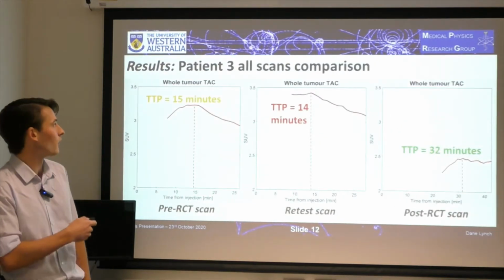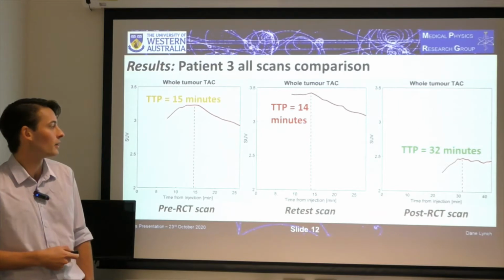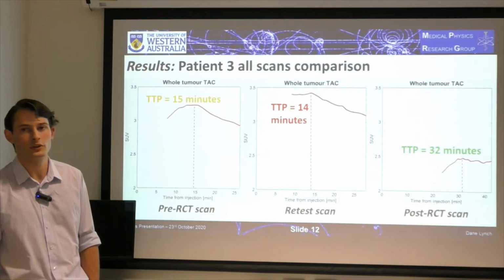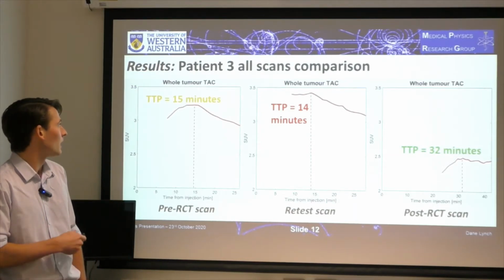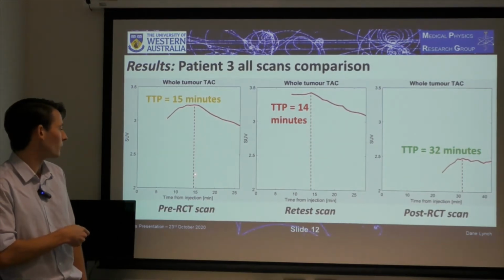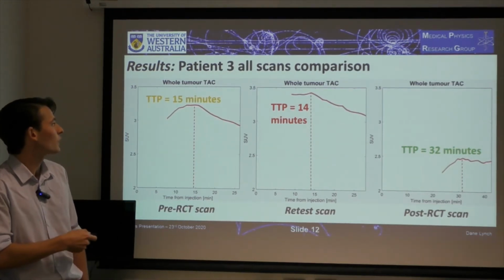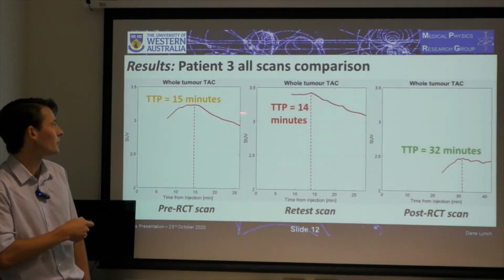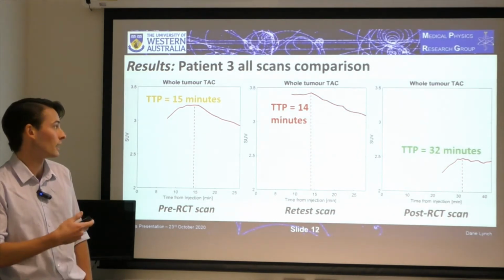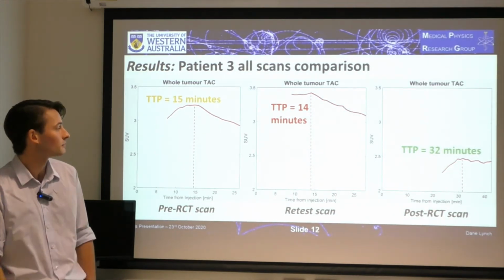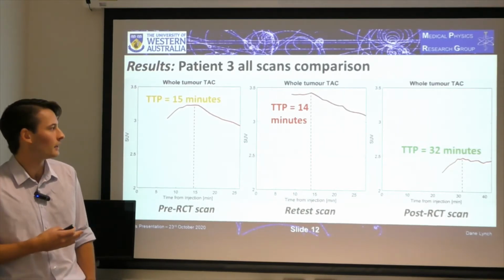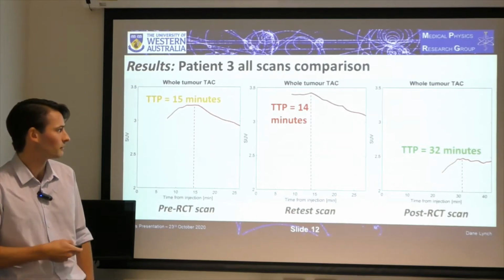This is a comparison of all 3 whole tumour time activity curves for patient 3 in their pre-radiochemotherapy, retest and post-radiochemotherapy scan. As you can see here, there is a decrease in time to peak between both of these pre-radiochemotherapy scans, where the time to peak shifts from 15 minutes to 14 minutes, and there's also a slight elevation in the standardized uptake value, as shown by this curve here, suggesting that in that week there is an increase in the presence of glioblastoma tissue.